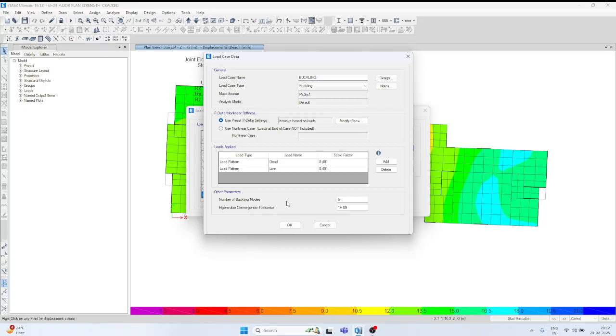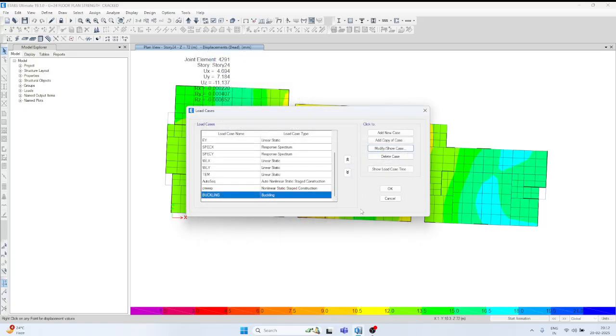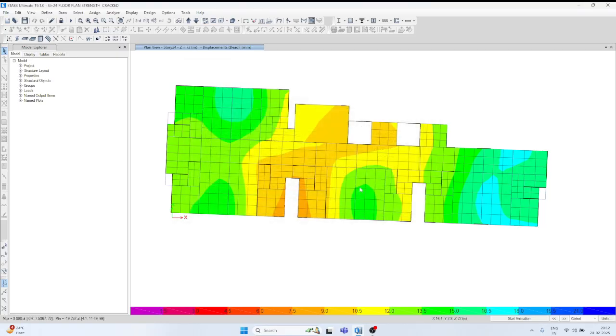For the first scale factor you have to take 8.4191, that is for dead load and live load, and just click OK. Now again go to the OK, and again OK, and again run the analysis. After that you will get six scale factors, six modes. For those modes you have to again perform the envelope.